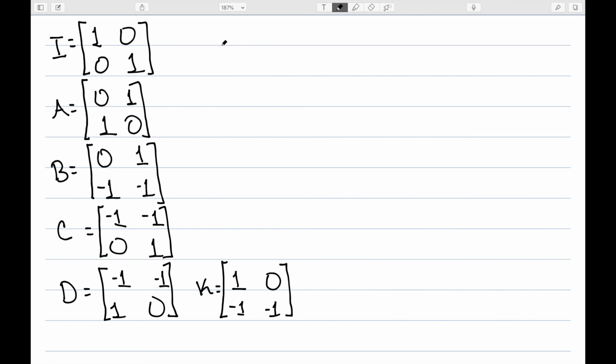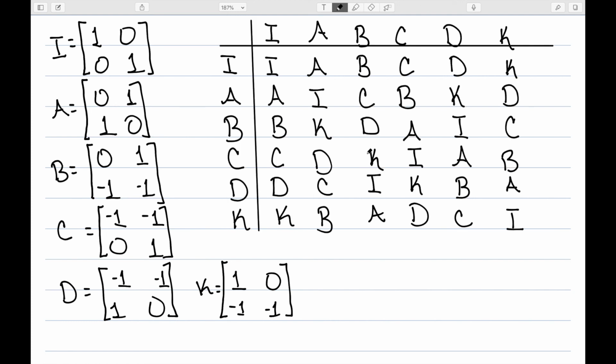And I'm going to demonstrate these ideas with building my operation table. Here's my operation table. The fact that all of these have inverses is going to come from the fact that there is an I in every row and every column. So every element will have an inverse.